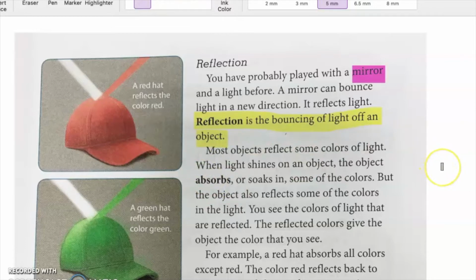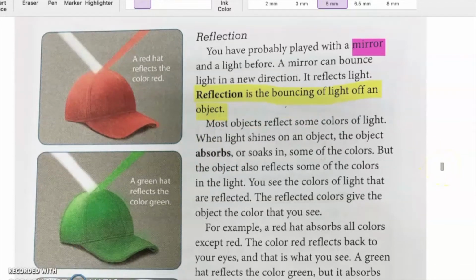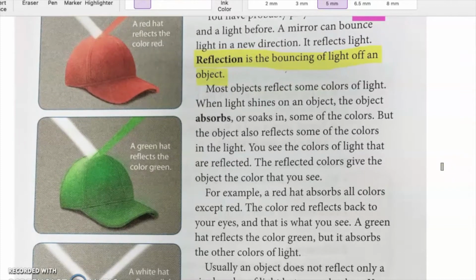Most objects reflect some colors of light. When light shines on an object, the object absorbs, or soaks in, some of the colors. But the object also reflects some of the colors in the light. Absorbing means taking in. You see the colors of light that are reflected. The reflected colors give the object the color that you see.